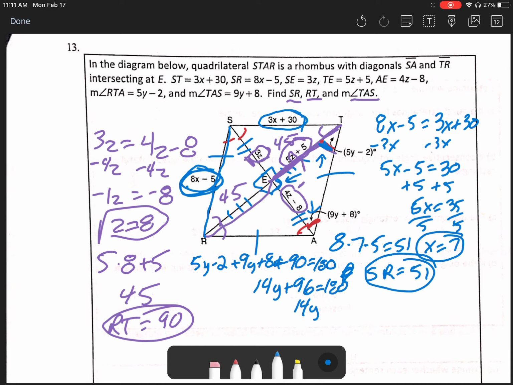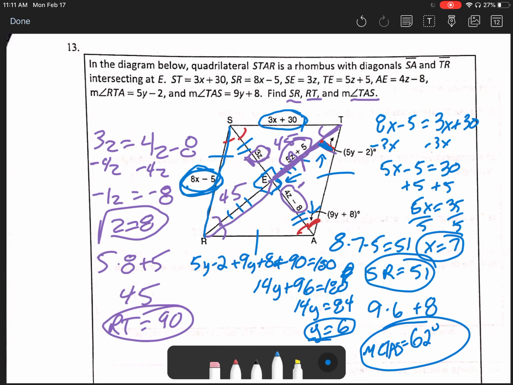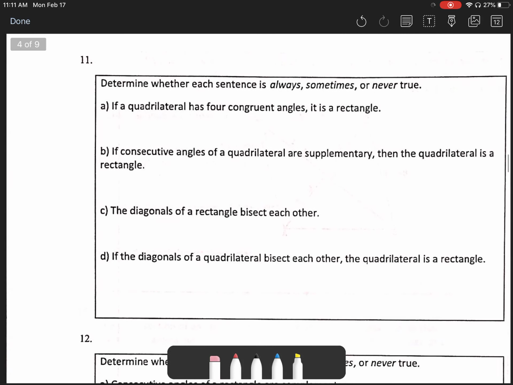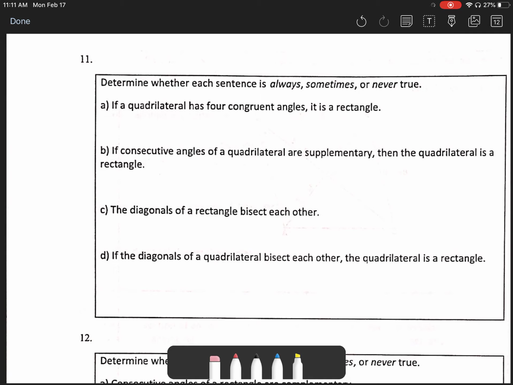14y is equal to 84 when I subtract. So y was equal to 6. Now it's asking for TAS, so it's going to be 9 times 6 plus 8, which is 62 degrees. So the measure of angle TAS is equal to 62 degrees. Okay, so that was just using the properties, and you see that I started the problem by doing the properties.